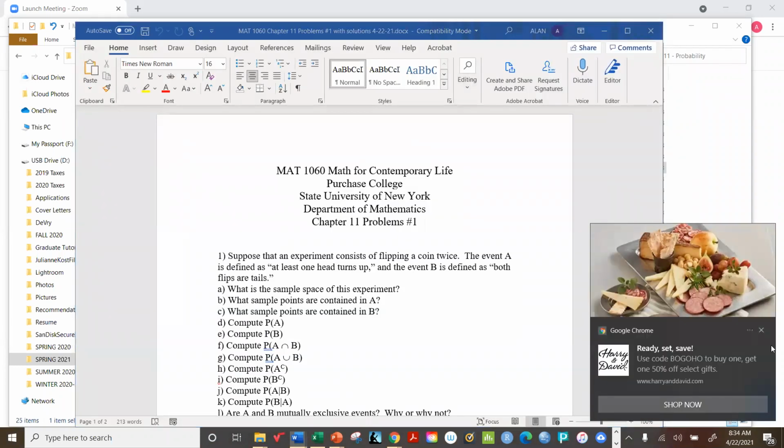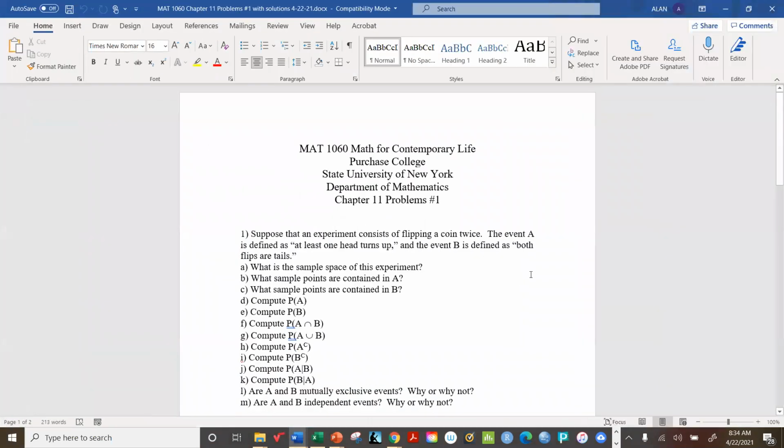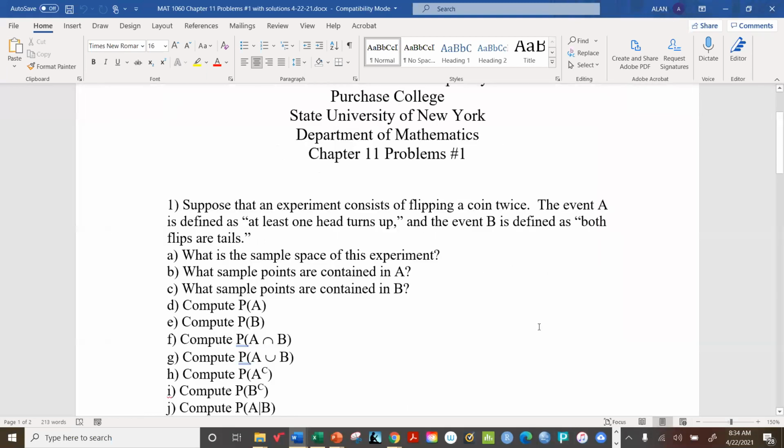All right, so this is all, of course, probability theory. So we start out with an experiment where a coin is flipped twice. And what we're interested in is the number of times it turns up as a head. We also furthermore have 2 events defined. A means at least one head turns up, and B means both flips are tails.